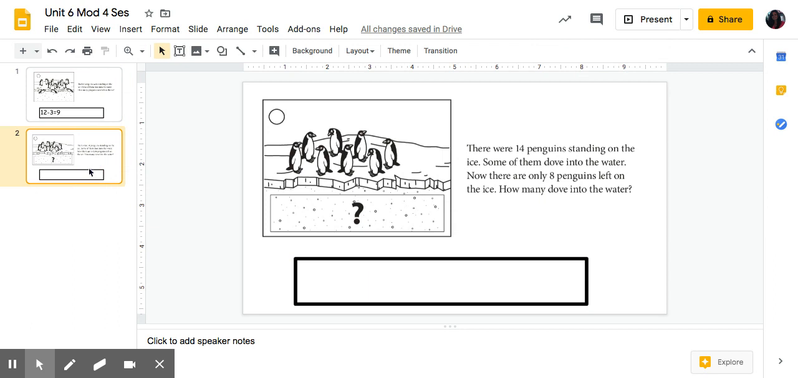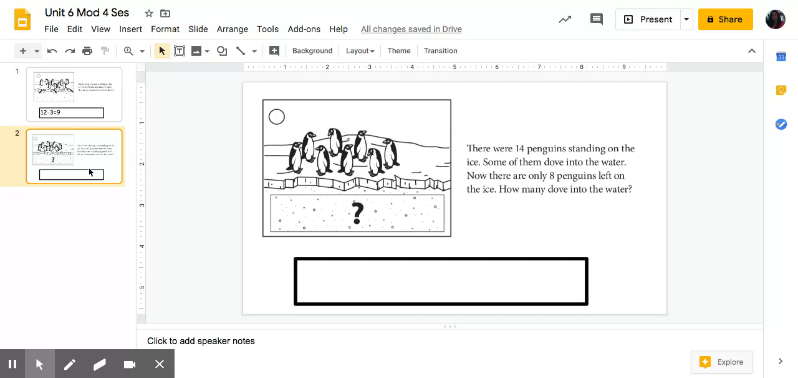Let's look at this second story problem. There were 14 penguins standing on the ice. Some of them dove into the water. It doesn't tell us how many penguins dove into the water, just some. Now there's 8 penguins left on the ice. How many dove into the water?